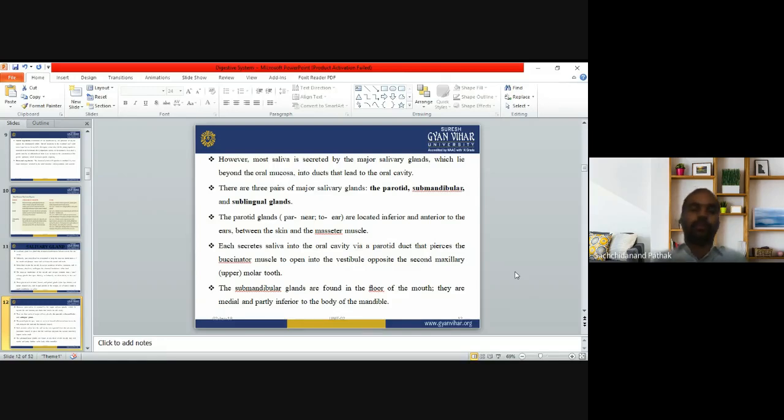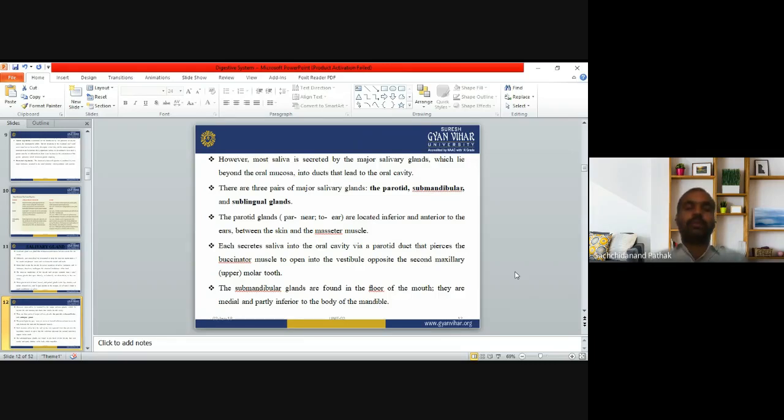Okay, so the parotid gland will secrete the saliva through the parotid duct into the oral cavity, that pierces the buccinator muscle to open into the vestibule opposite the second maxillary molar tooth. So when it is located near the ear, it has one duct, the parotid duct, and that duct goes through the buccinator muscle and opens opposite the second upper molar tooth. The submandibular glands are found in the floor of the mouth.